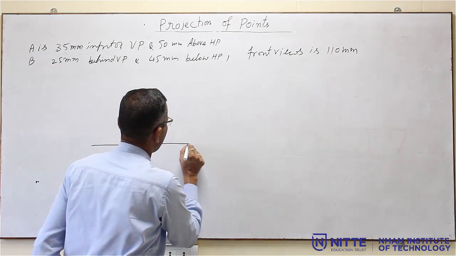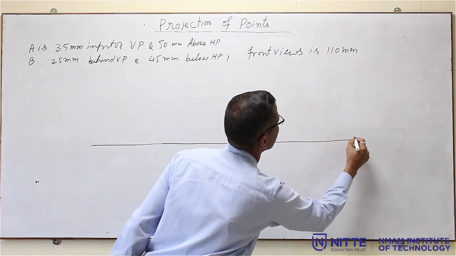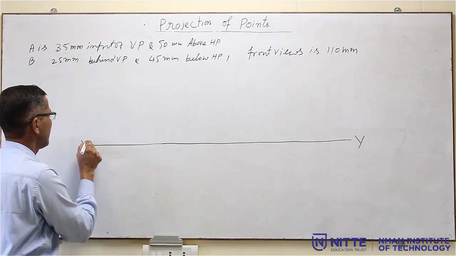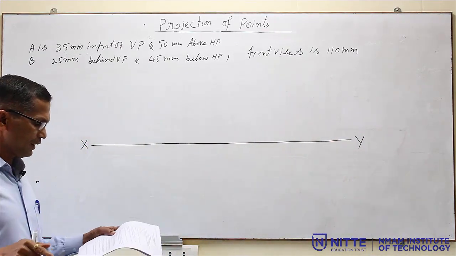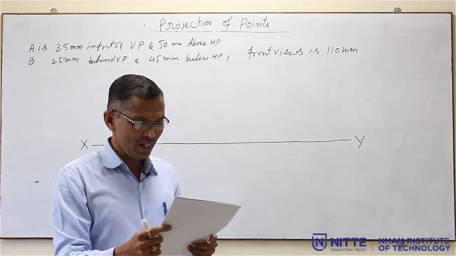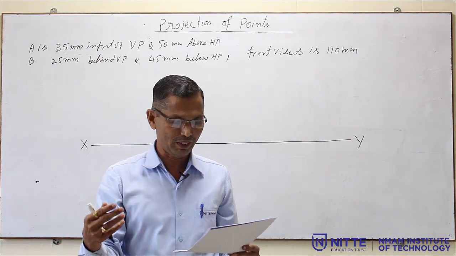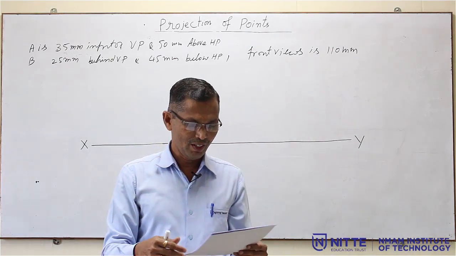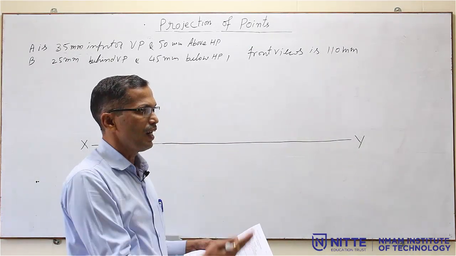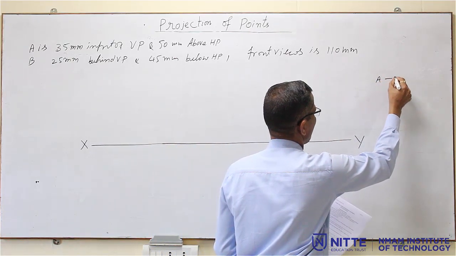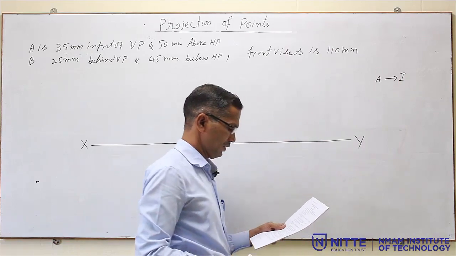So first you draw the xy line. It is a dark line. Then you read the question. Point A is 35 mm in front of VP and 50 mm above HP. Which quadrant? In front of VP and above HP, it is the first quadrant. So, point A belongs to the first quadrant.